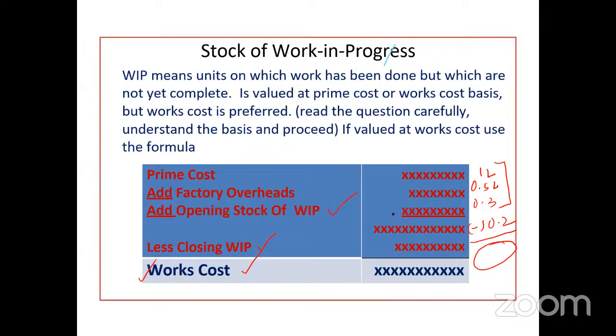Okay. So someone is asking that, sir, what is work in progress? Work in progress means semi-finished goods. That means some of the goods that, we have already utilized the raw material, but we could not able to achieve the finished goods.